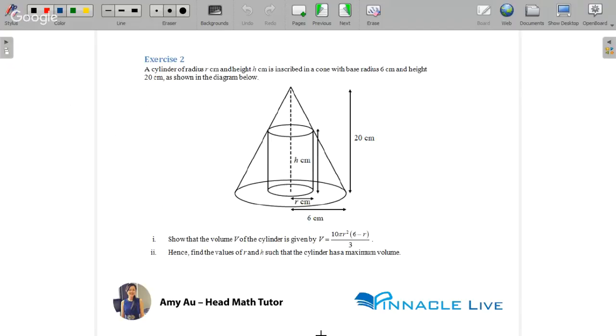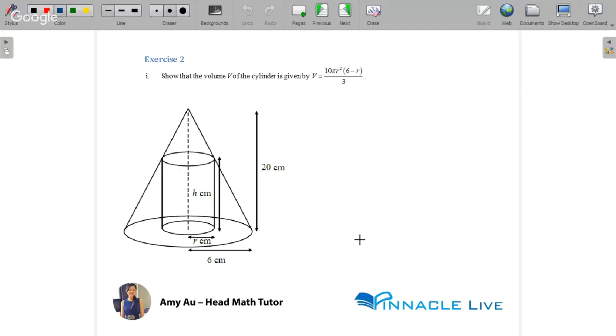All right, so let's understand what's going on in this question first. We've got a cylinder of radius r, height h, so you can see that in the diagram. So h is just referring from there to there. Inscribed in a cone of those dimensions, radius 6, height of 20. We want to show that the volume is given by that. All right, so let's do that first.